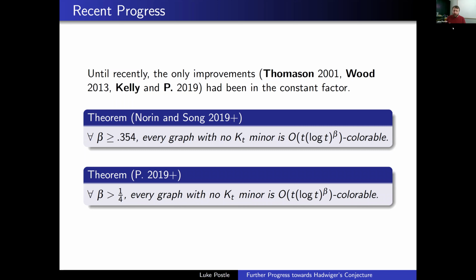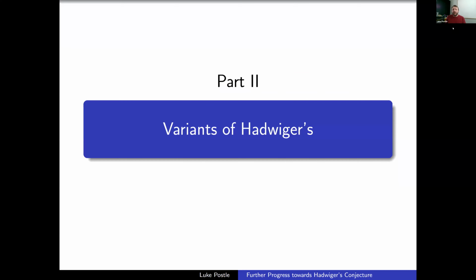We ended up merging our efforts into one paper. But really, they had this really nice roadmap in a sense of how to attack Hadwiger's conjecture, and I'm going to go through that in a bit. Basically, we finished off one half of that roadmap and got to this nice T (log T)^beta. So that was the recent progress from last year into the beginning of this year. Okay, so I'm going to return to that, but I wanted to mention a couple of variants of Hadwiger's conjecture.